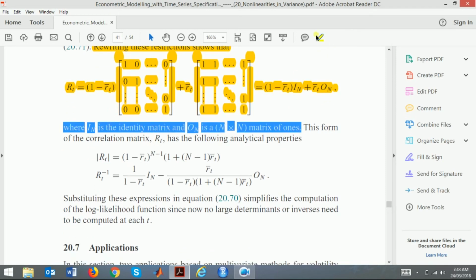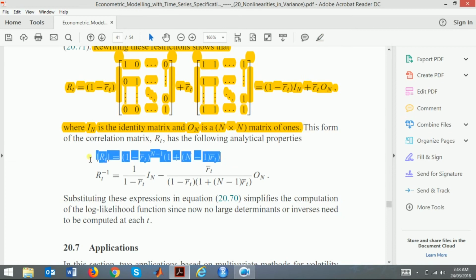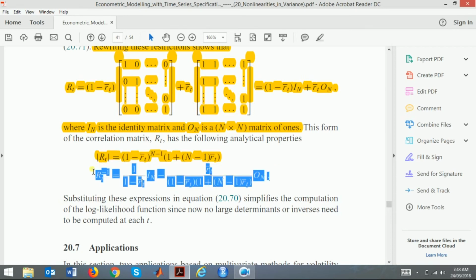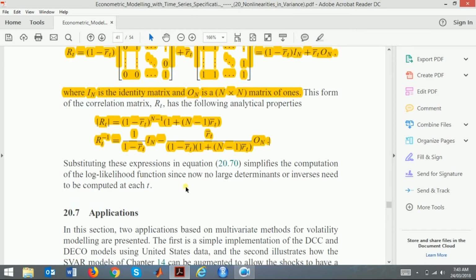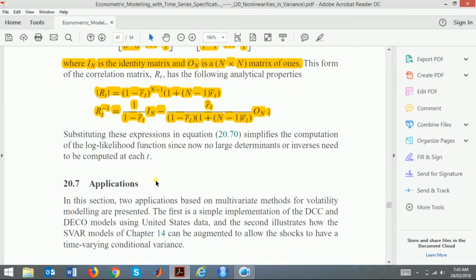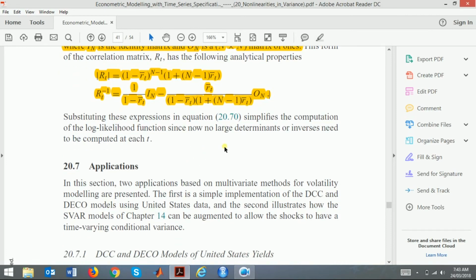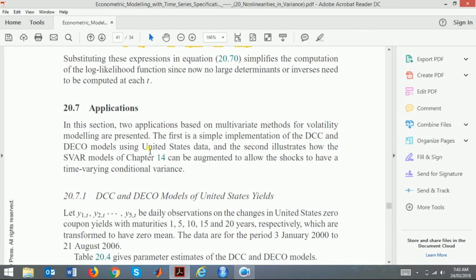This form of the correlation matrix has the following analytical property, where R is simply this and R inverse is the identity and ones. Substituting these expressions simplifies the computation of the log likelihood function, since now large determinants and inverses do not need to be computed. So DCC is a bit difficult.